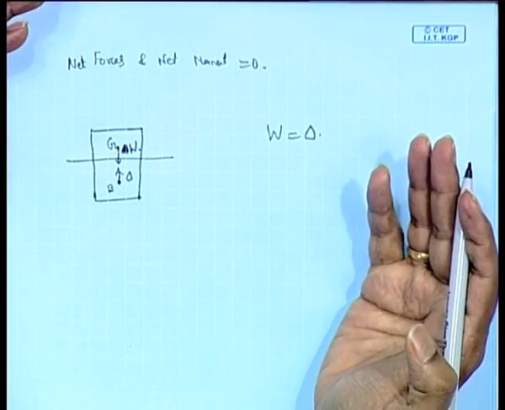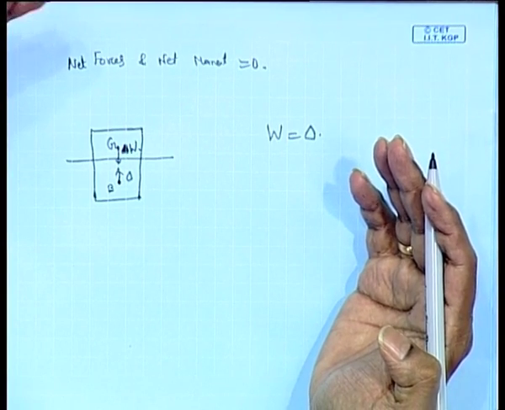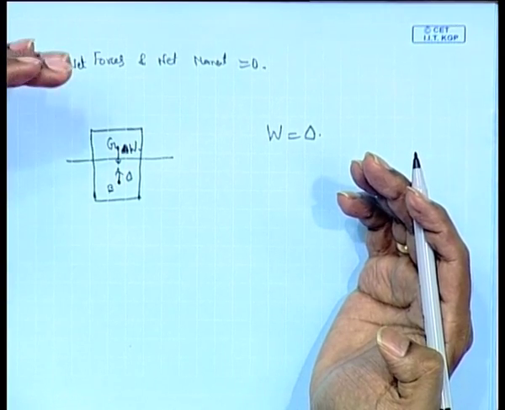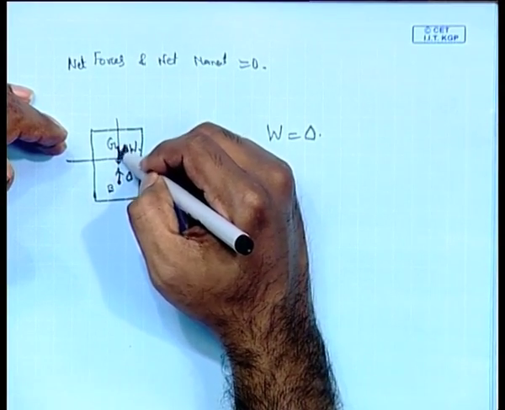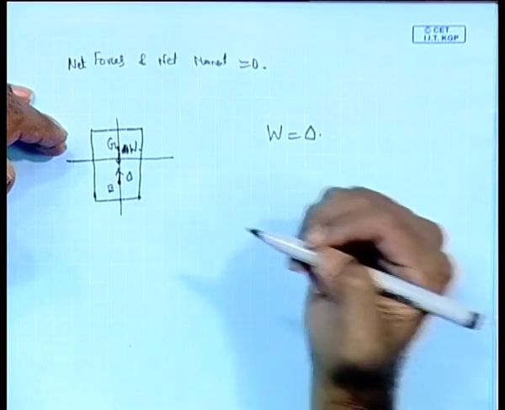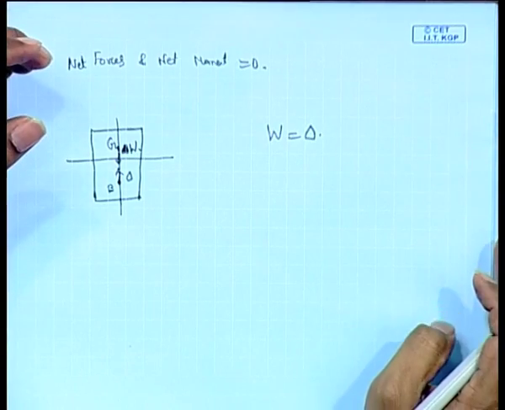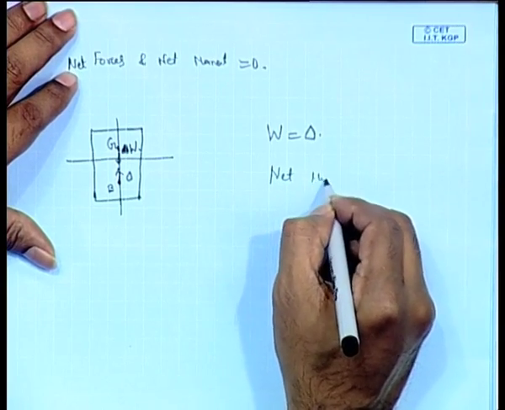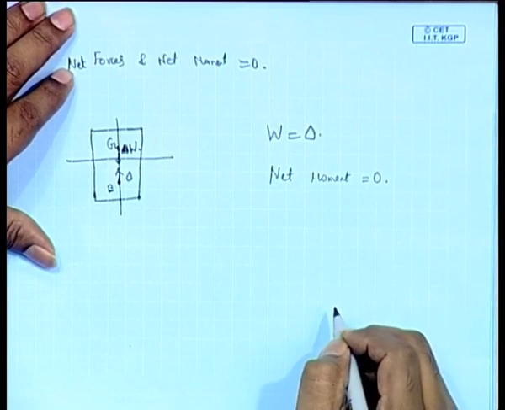How will the net moment be 0? Net moment can be 0 only if this weight W and delta, which is going up, and W coming down, act on the same straight line like this. If they are on the same straight line, then you do not have a net moment, then net moment is equal to 0 in that case.